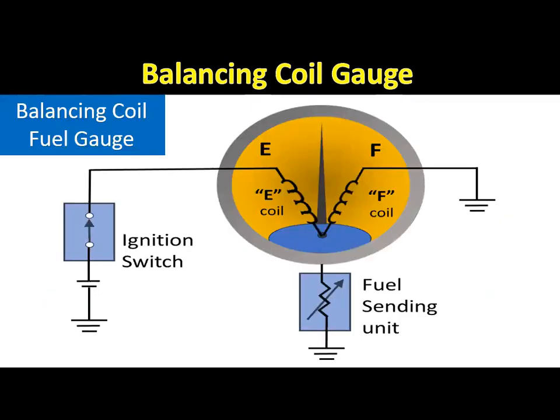When the sending unit has low resistance, most of the current flows through the high coil and the sending unit. Under this condition, the magnetic field of the high coil attracts the pointer magnet, so the pointer moves to the high position. In some balancing coil gauges, voltage is supplied to the low or empty coil, and the sending unit is connected between the empty coil and the full coil.